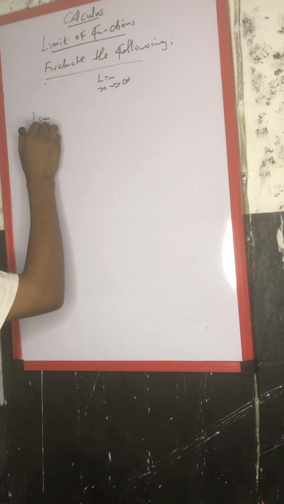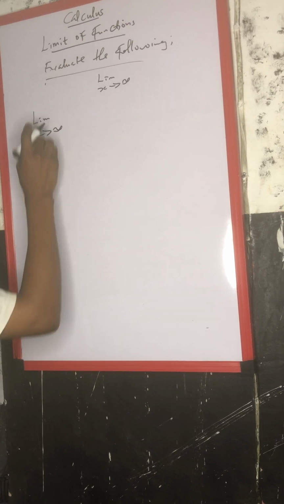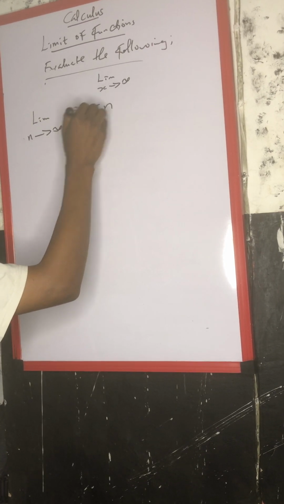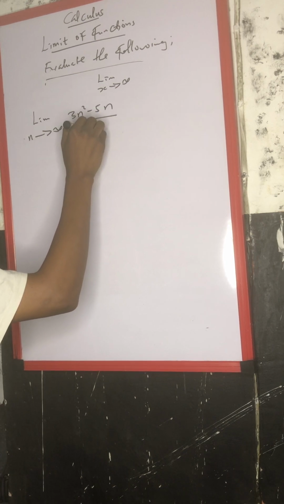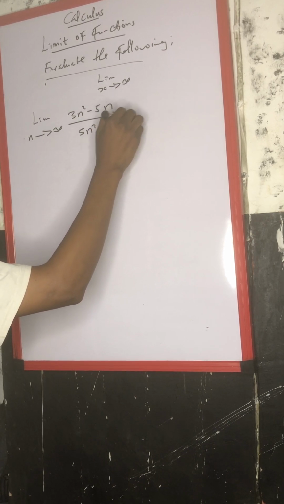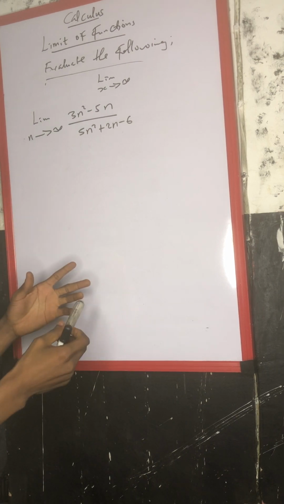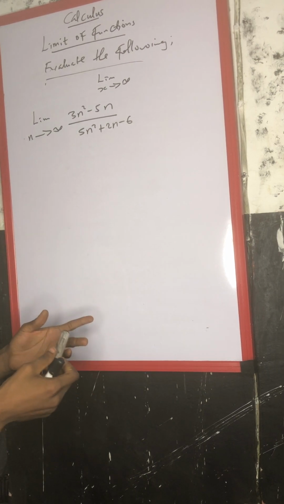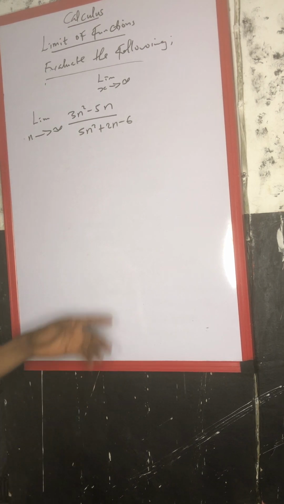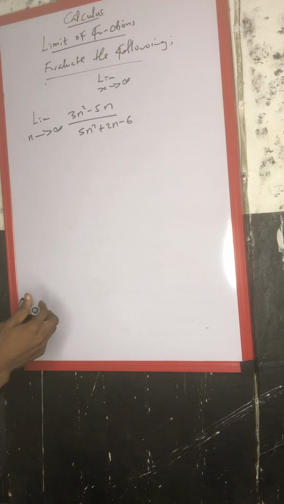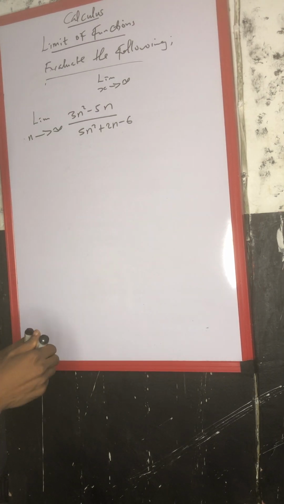For example, if we have a question, limit of n approaches infinity, we are given 3n squared minus 5n, all over 5n squared plus 2n minus 6. Whenever you have a question like this, you look at which variable has the highest power. You can see the highest power there is the degree of 2.